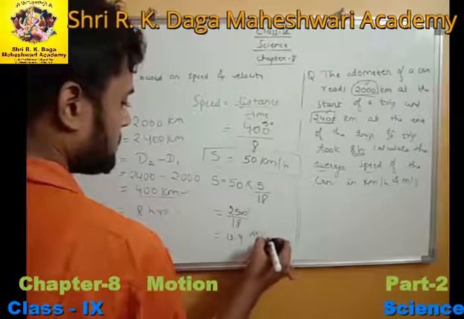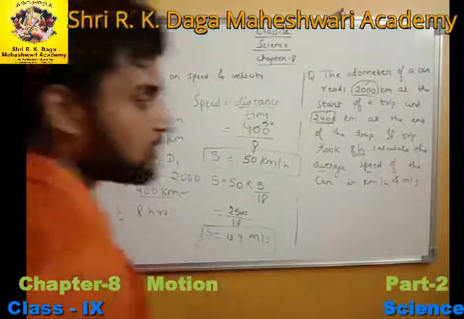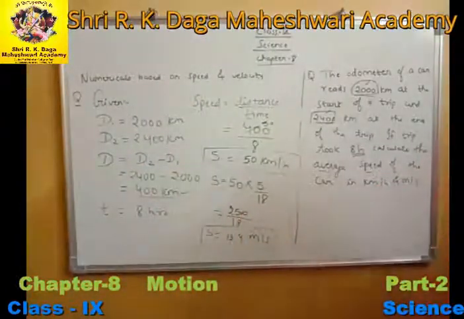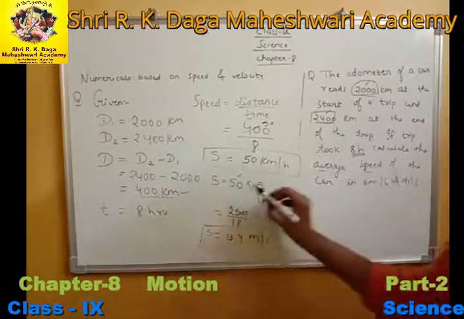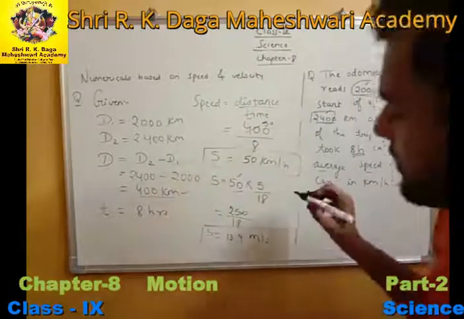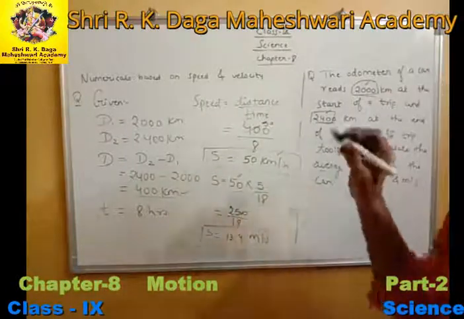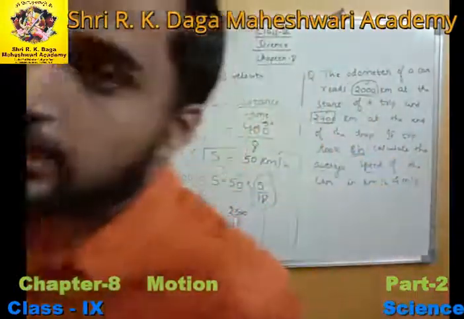13 by 9 meter per second. So I hope the question is clear to all of you, right? From here we have to convert this 50 kilometer per hour into meter per second, and we know that whenever we have to convert the speed from kilometer per hour into meter per second, then we multiply it with 5 by 18. Okay.